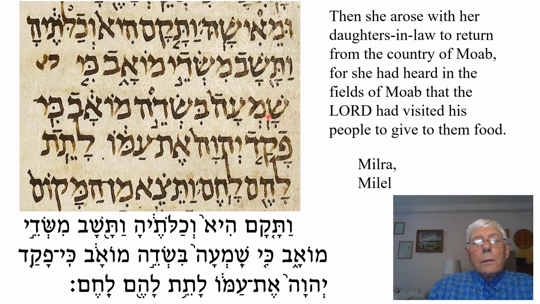Shama. Mishdei, here's the accent. Moab again, accent over here. Pagad, here's the accenting over here. Yovam, it's Mo, Latet. So Milra is the norm, that's towards the end, towards the bottom.